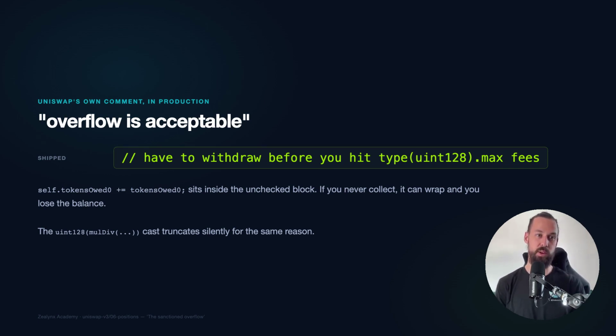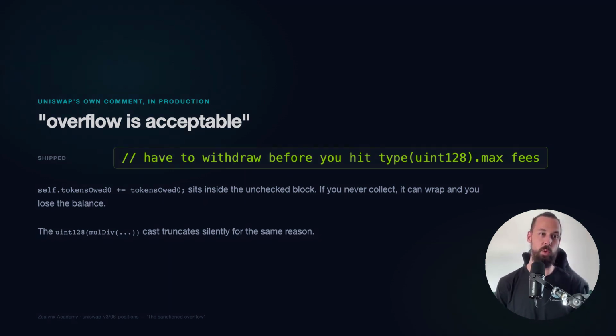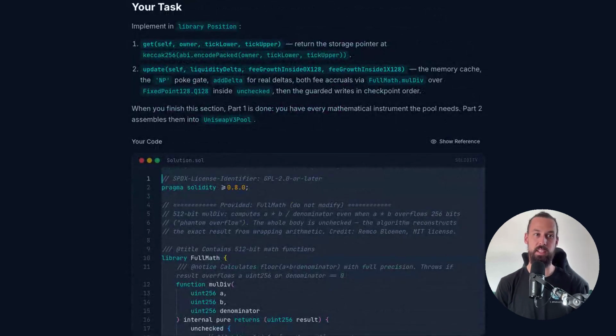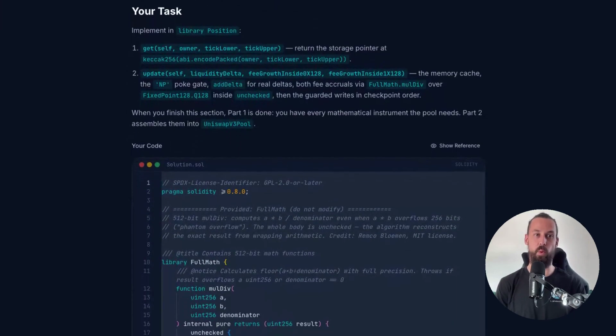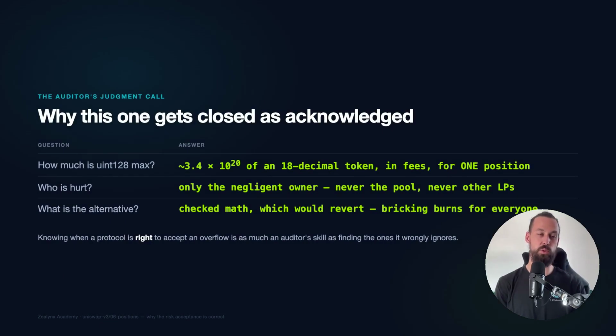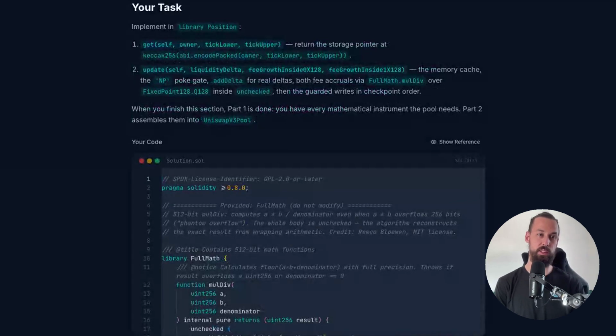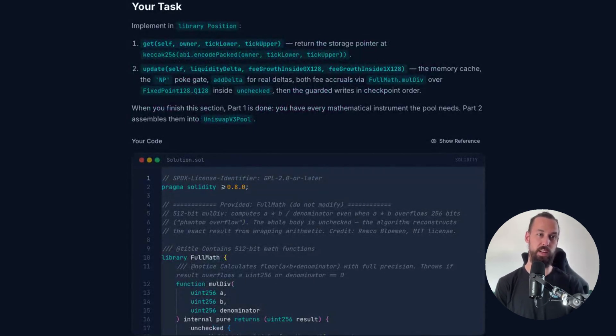Overflow is acceptable. You have to withdraw before you hit uint128 max fees. So this can wrap. If you never collect, you can lose the balance. Why is that acceptable? Because uint128 max wei is about 3.4 times 10 to the 20 of an 18 decimal token in fees for one position. That's astronomically far from anything real. And the failure hurts exactly one party, the negligent owner. Never the pool, never the other liquidity providers.